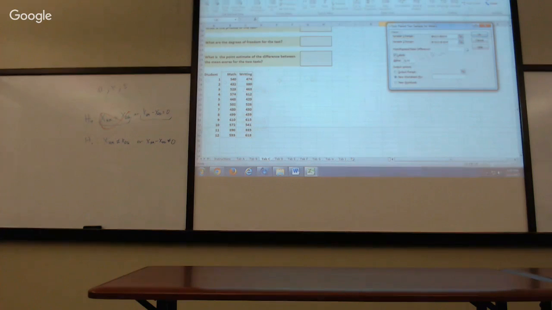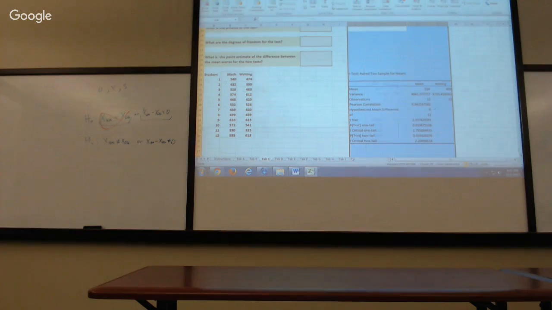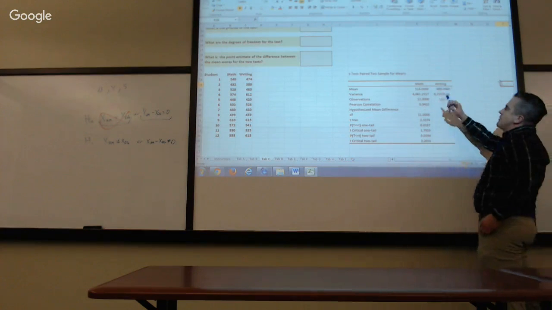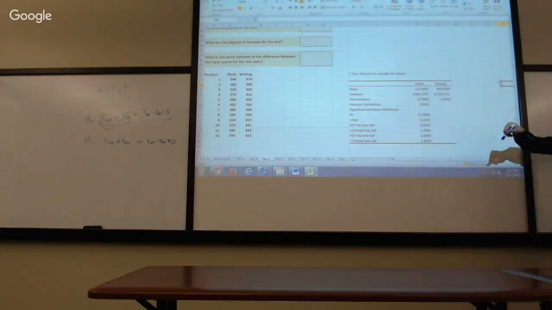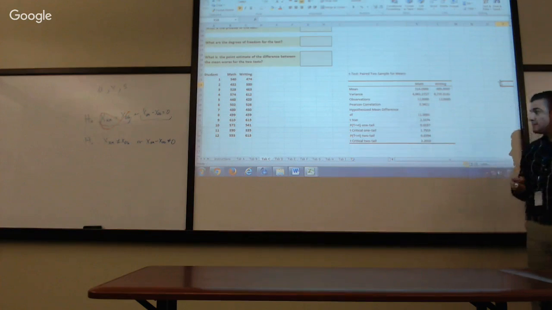Range 2, we included labels. Our hypothesized mean difference is 0. Alpha value is 0.05. We're going to put this right here. Our mean math score is 514. Our mean writing score is 489. It gives us our variances and our counts of observations.